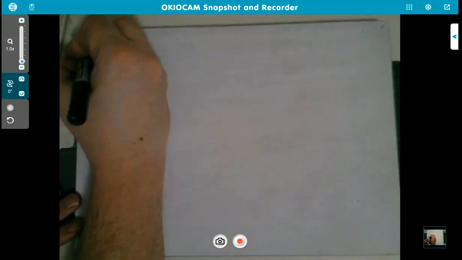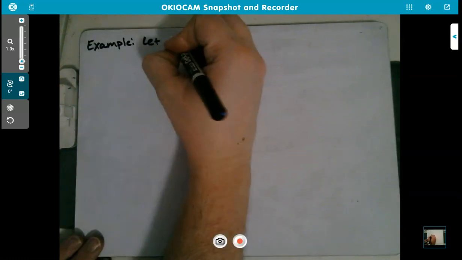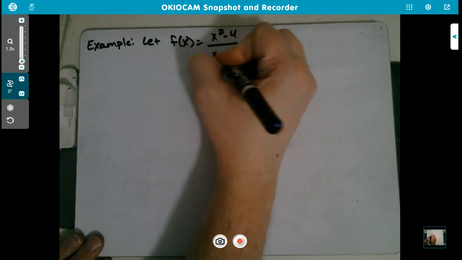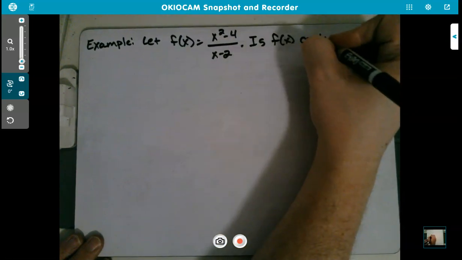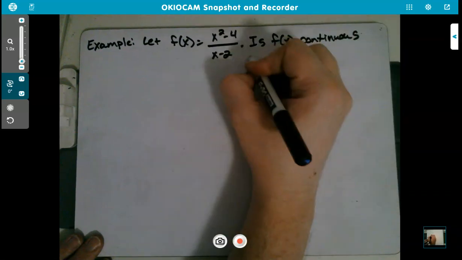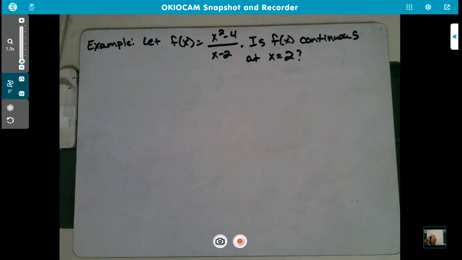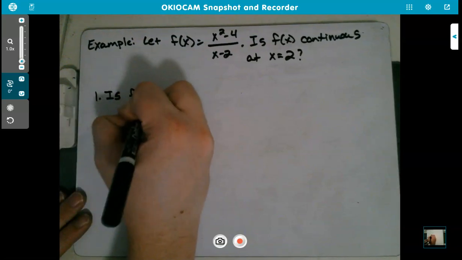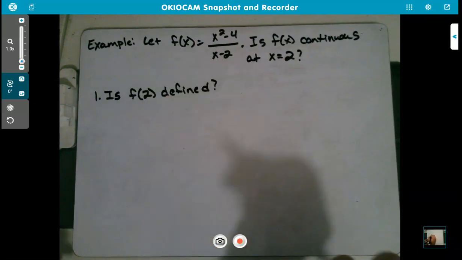Example. Let f of x be equal to x squared minus 4 over x minus 2. And I want to know, is f of x continuous at x equals 2? Again, I want to check and make sure that all three of those rules do hold. So the first one is I need to know, is f of 2 defined? Which again means, can I plug in 2?